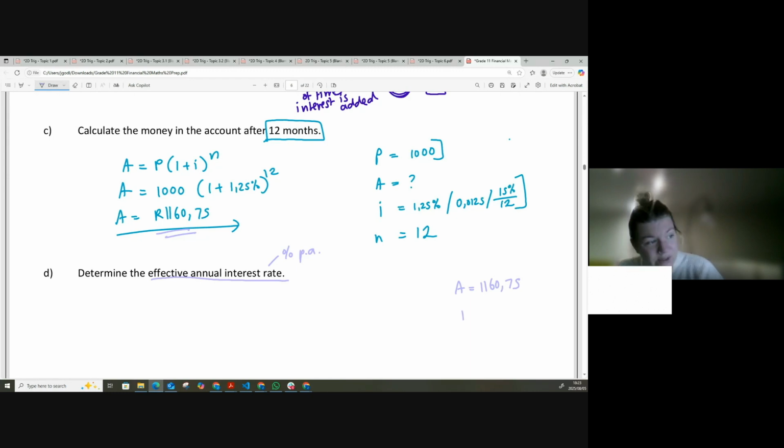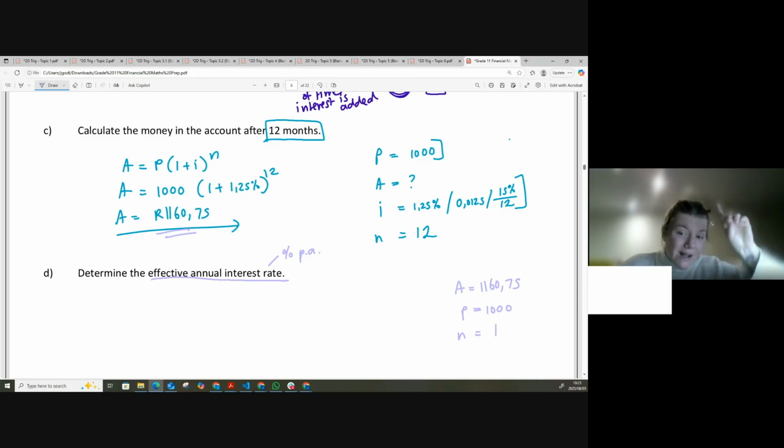I'm also still going to be starting with 1,000 Rand. I'm now only going to be getting interest once a year because I'm compounding yearly, and my I value, I don't know. So now we're saying, what would my interest rate have to be if I was compounding annually to get this exact same amount of money? That's what this question is asking us.